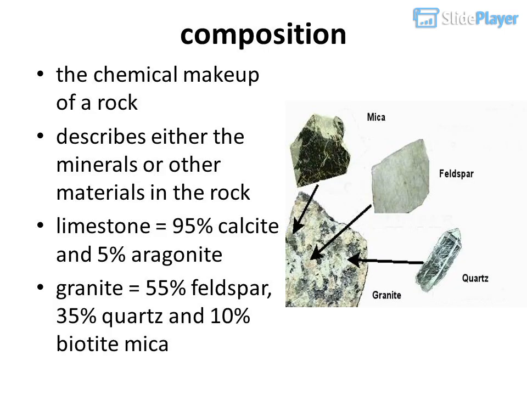Composition: the chemical makeup of the rock. It describes either the minerals or other materials in the rock. Limestone equals 95% calcite and 5% aragonite. Granite equals 55% feldspar, 35% quartz and 10% biotite mica.